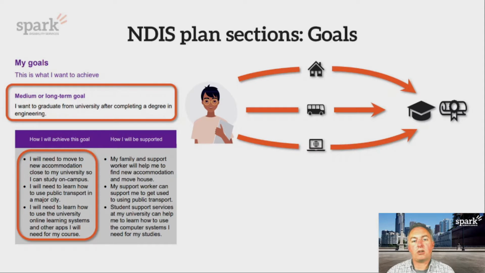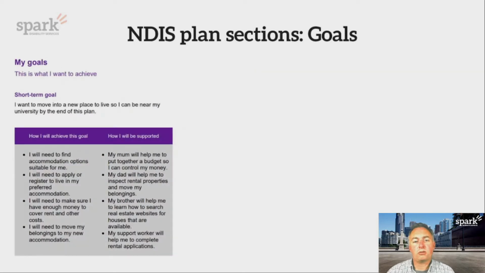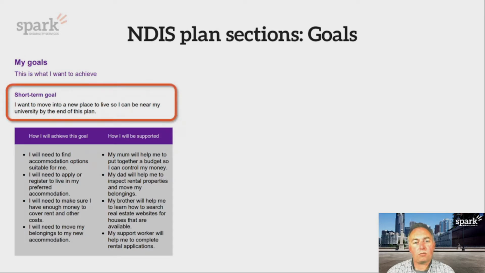This is the longer term goal, and this is how it can be broken down into smaller steps that can then represent the short term goals in a plan. And you can see from the example that one of those steps that we identified as part of the longer term goal has become one of the short term goals. So specifically, the short term goal is, I want to move into a new place to live so that I can be near my university by the end of this plan.